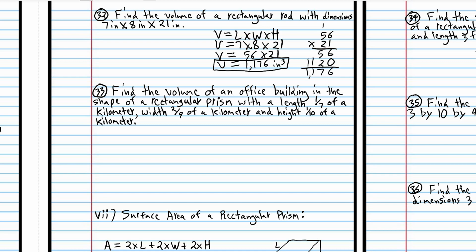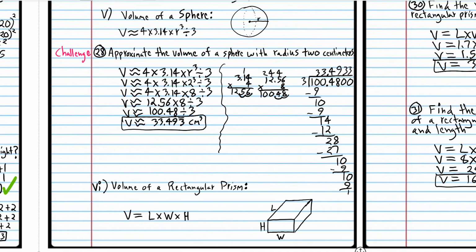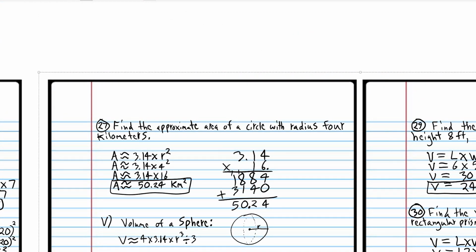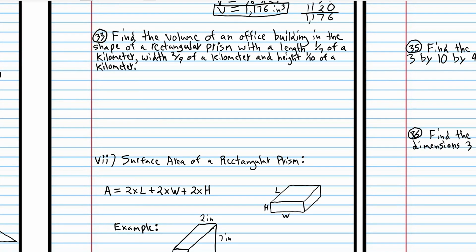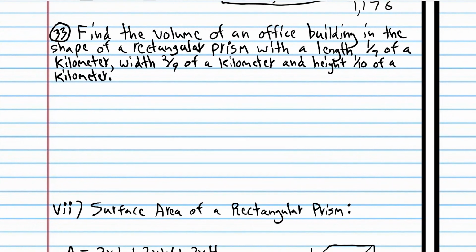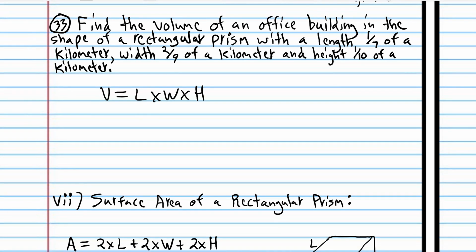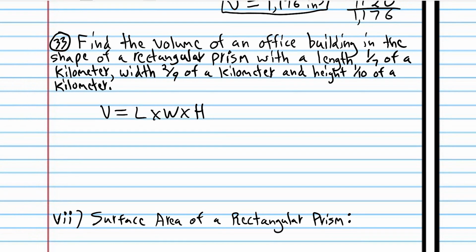The difference with 33, let me make sure that paper doesn't disappear. Sorry about that. The difference with number 33 is that we're given fractions. So don't panic. It's just the same formula. Volume equals length times width times height. Maybe we should read the problem first. Find the volume of an office building in the shape of a rectangular prism with the length 1/7 of a kilometer, width 2/9 of a kilometer, and height 1/10 of a kilometer.